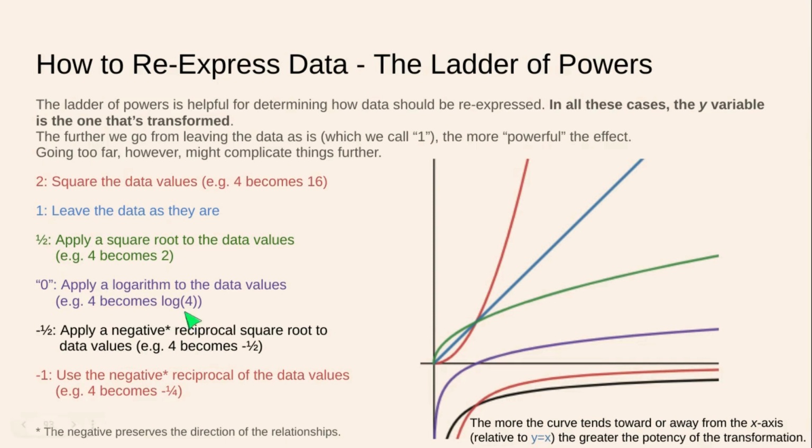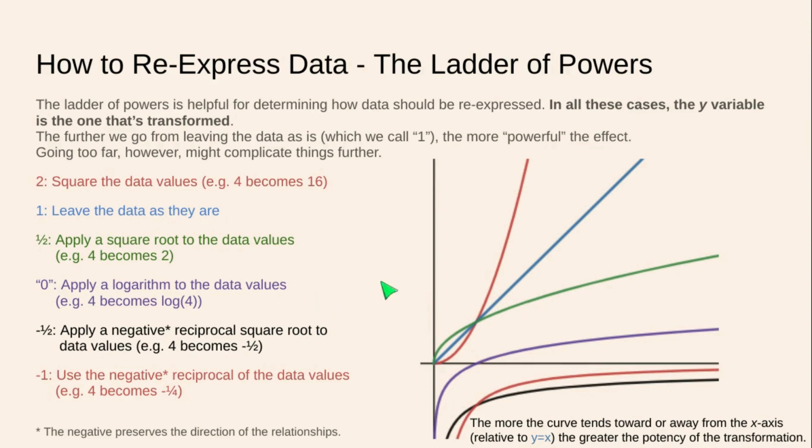I've paired each of these transformations with its respective curve. So for example, for this here, this curve pairs with squaring. This is y equals x squared. This is y equals x. This refers to leaving data as they are. And 1/2 is apply a square root to the data values.